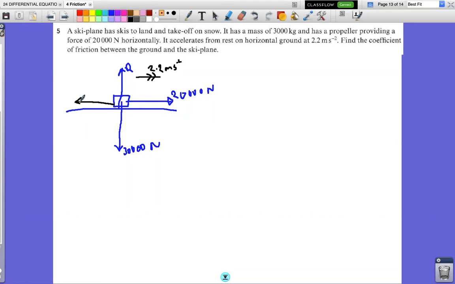We are asked to look for the coefficient of friction, so we need to look for the frictional force, F. Resolve vertically, R is equal to 30,000 newtons. F is equal to mu R. So that is 30,000 times mu.